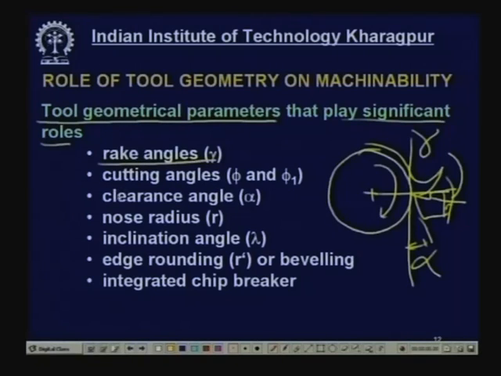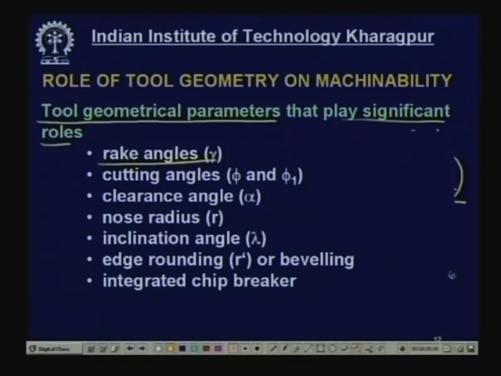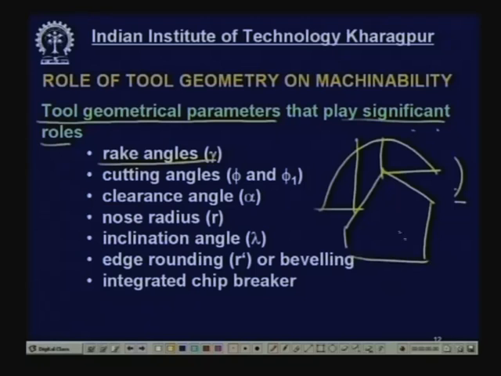Now, the cutting angles. What is the cutting angle? If we take a cutting tool like this and do a turning operation, then this angle is called the main cutting edge angle, or principal cutting edge angle, this one, and this is called the auxiliary cutting edge angle, phi 1, this one. Clearance angle I already explained.